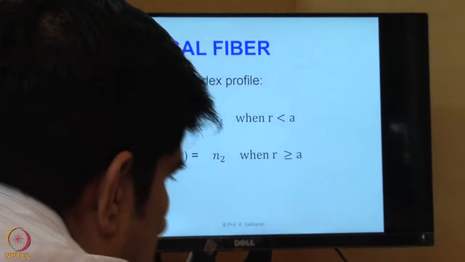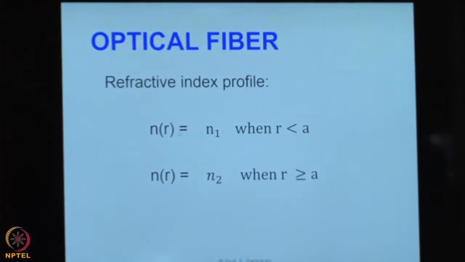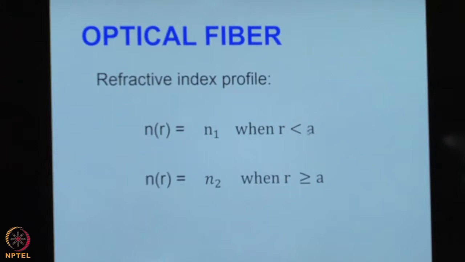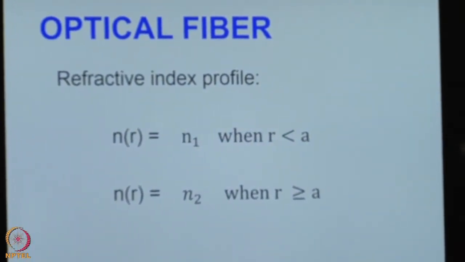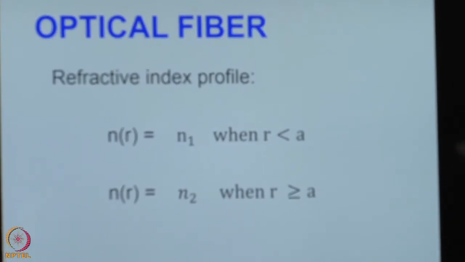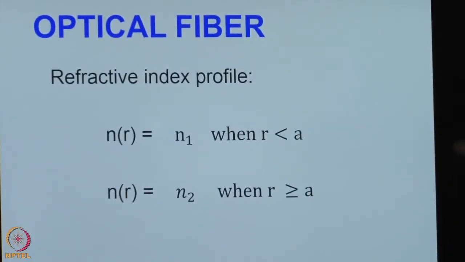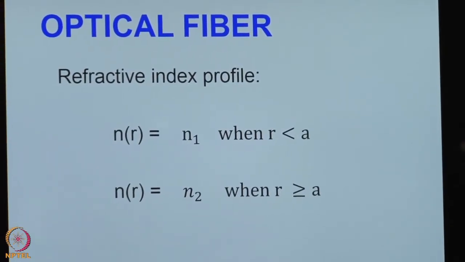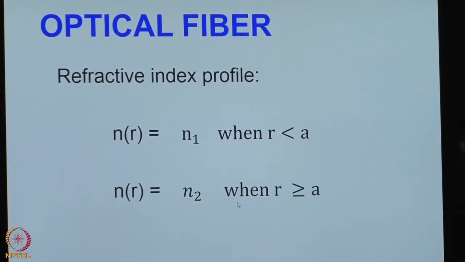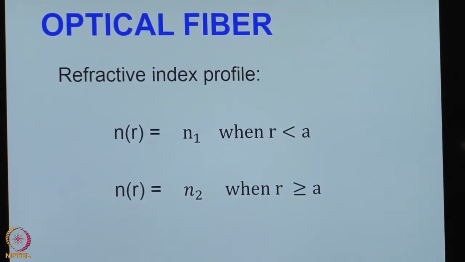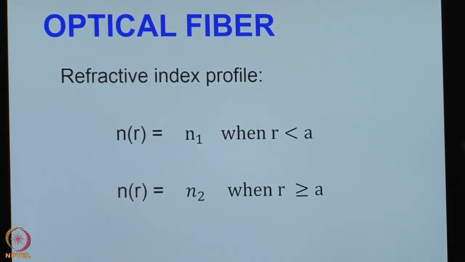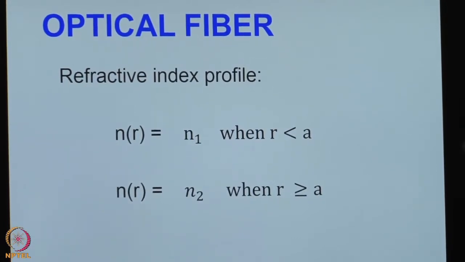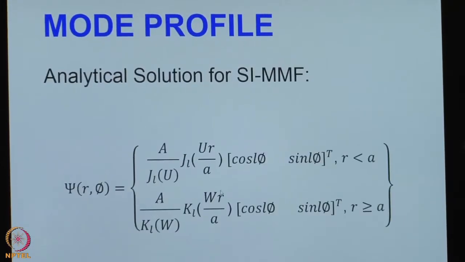At the core it is N1, and at the cladding this is the refractive index. A is the radius of the core. When the radius is less than A, you have a refractive index of N1, and for the cladding and the protective layer, it is N2. N1 is greater than N2 because the working principle of fiber is total internal reflection. Whatever is propagating gets totally reflected so that it is guided inside the core.